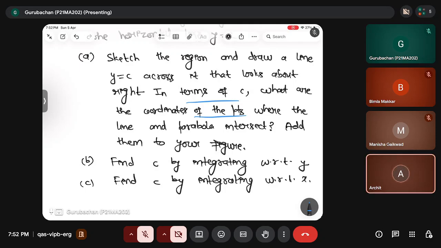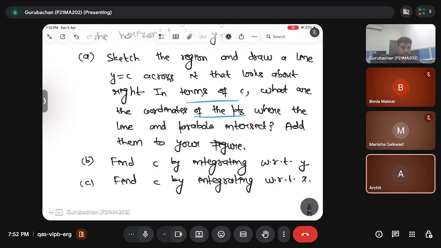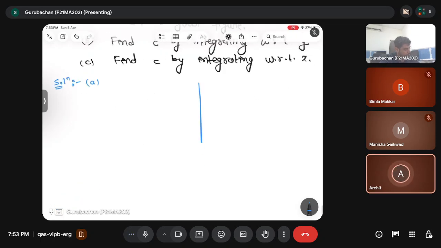Sir, value of C is 16 power 1 by 3. Let me just confirm. Correct. What about the graph? So for the graph, first we draw the parabola y equal to x square, and then the horizontal line y equals to c.